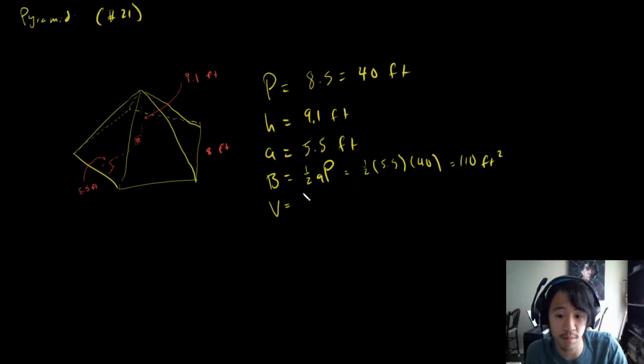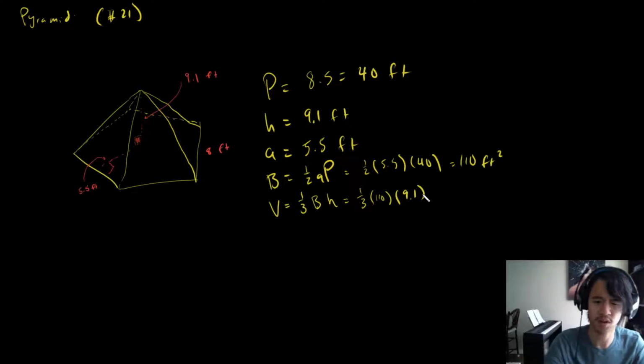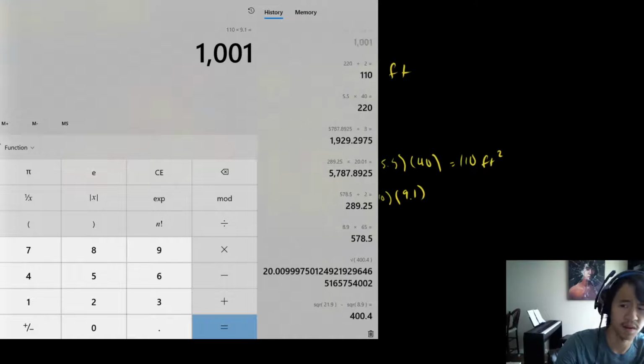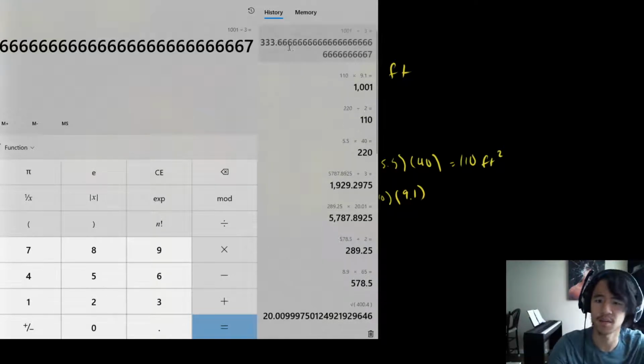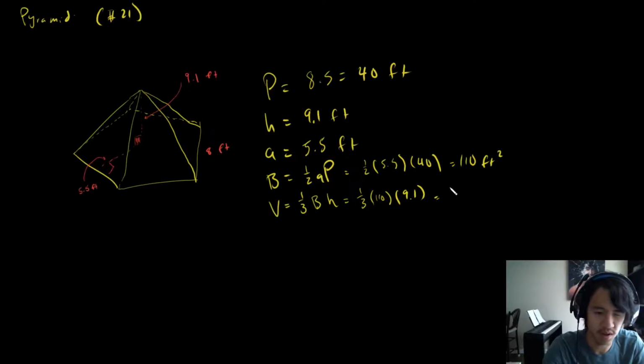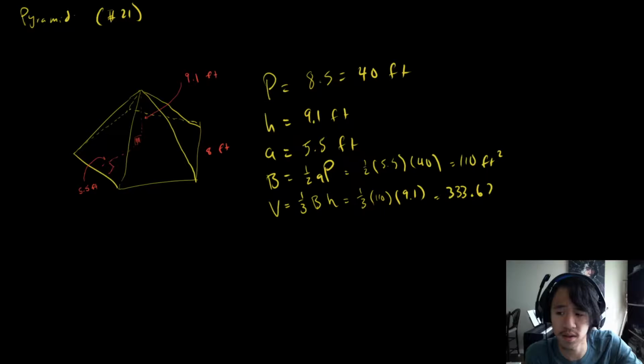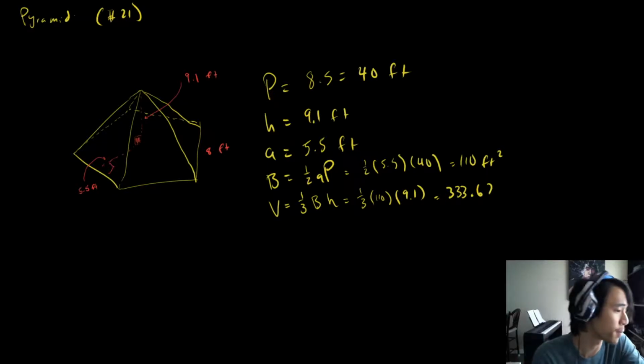Now for our volume, remember it's 1/3 times area of the base times height. So we're just going to plug these values in. 1/3, area of the base is 110, and then our height is 9.1. So let's go ahead and find out what this is. We have 110 times 9.1 and divided by 3. So we have 333 and 2/3. So this is going to be 333 and then 0.67, because we are rounding to 2 decimal places. And that's going to be it for number 21. We just got 2 more to go.